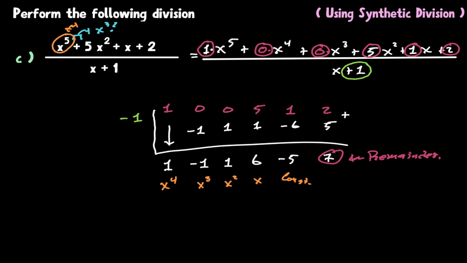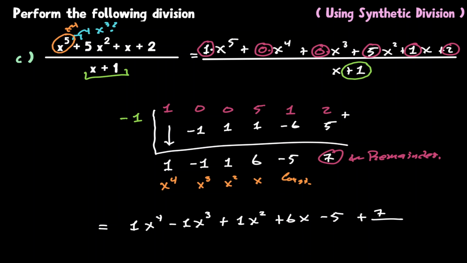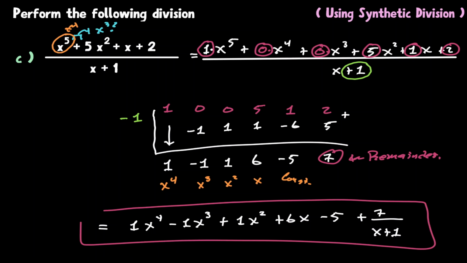So we are done. Let's write down our result. 1x to the 4th minus 1x to the 3rd plus 1x to the 2nd plus 6x minus 5 plus 7 divided by what we had on the denominator, x plus 1. So here we have our results.